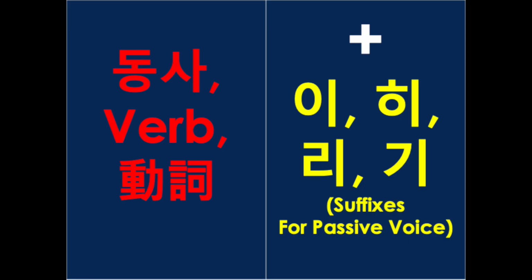Now we know that in order to produce a passive voice sentence, we need a special passive voice suffix that is followed by a verb. Including the suffix 리, we have three other passive voice suffixes to make a passive voice sentence. They are 이, 히, 리, 기. We'd better memorize these four.